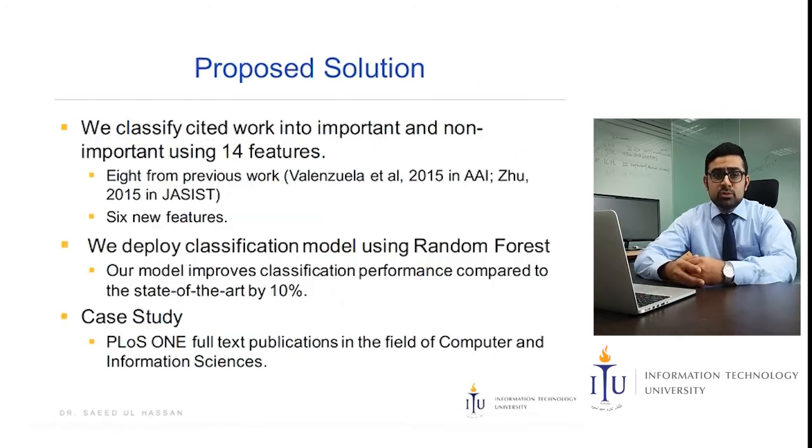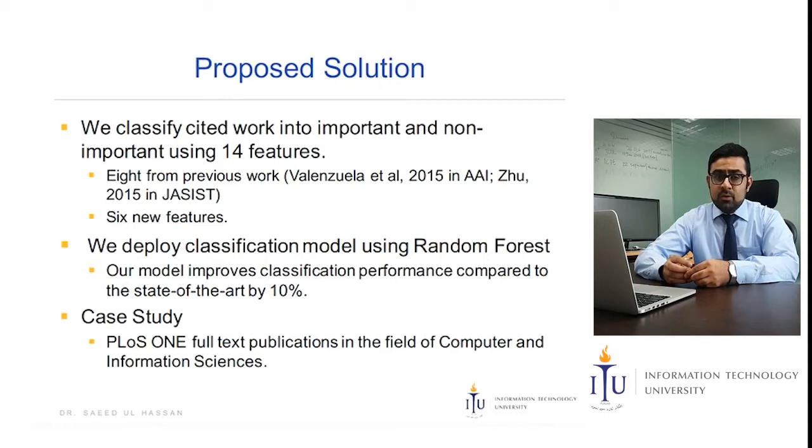So in our proposed solution, we choose some of the existing features in some of the state-of-the-art that we found, and then propose some additional features for this task of classifying a citation into important and non-important one. For this very reason, we actually choose 8 from the previous work, from the work of Valenzuela and Zhu, and we then deploy 6 new features. I will explain in the details. And then finally, our deployed classification model using random forest actually improves the existing state-of-the-art of Valenzuela by 10%.